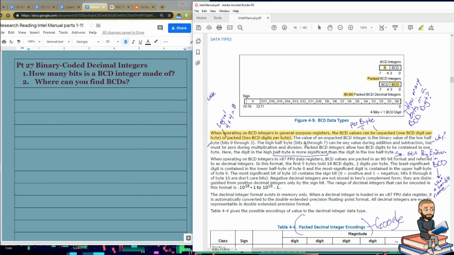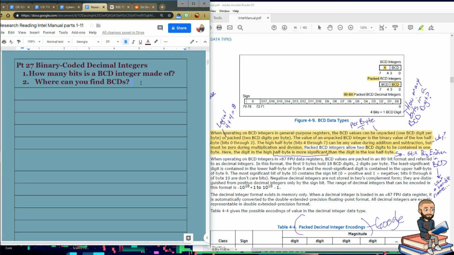All right, let me focus on the manual, and then in another video maybe I could dig deeper into some research here. They go on to say that the value of an unpacked BCD integer is the binary value of the lower half byte, so bits 0 through 3. The high half byte, bits 4 through 7, can be any value during addition and subtraction, but must be 0 during multiplication and division. Packed BCD integers allow 2 BCD digits to be contained in 1 byte. And here the digit in the high half byte is more significant than the digit in the low half byte. So that makes sense. We're still going with that same pattern, the same pattern we use with binary numbers, that is.